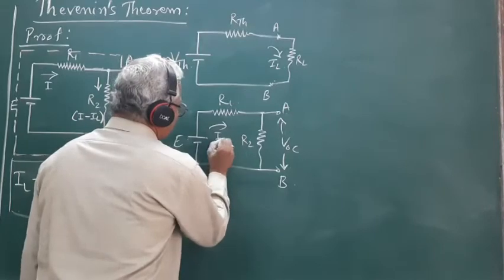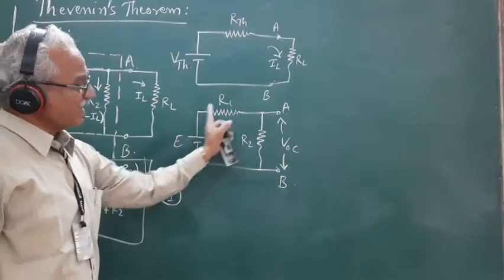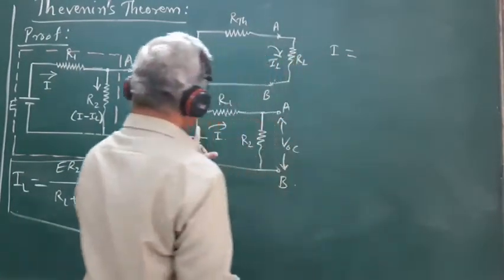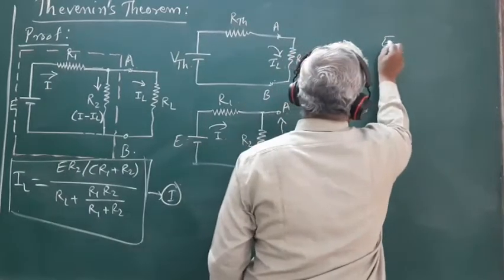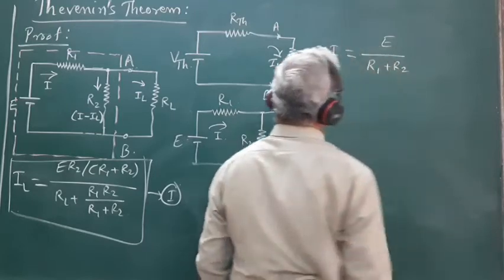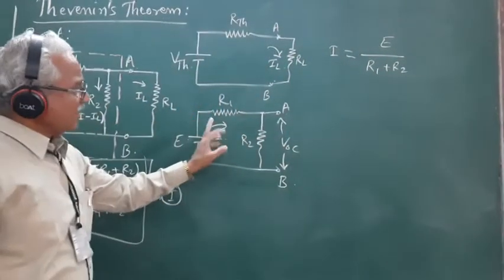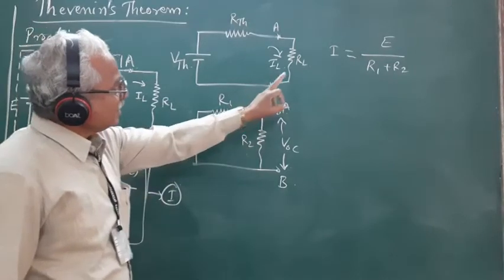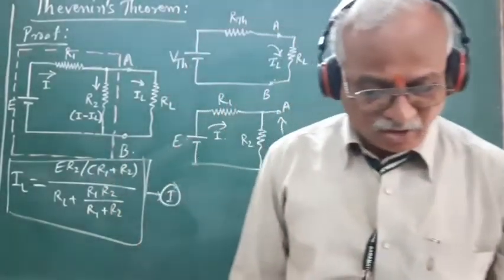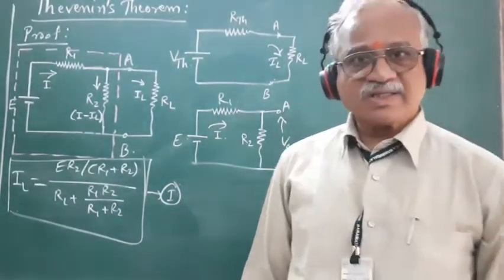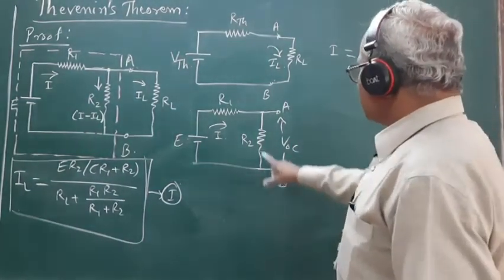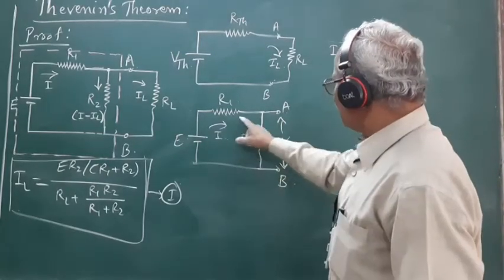So, in order to find out the open circuit voltage across the terminals A and B, let us first calculate the total current I drawn from the source in this network. The current I drawn from the source is equal to E upon the total resistance of the circuit, which is R1 plus R2. So I is equal to E upon R1 plus R2. This is the total current drawn from the source when the load resistance is removed from the terminals A and B.